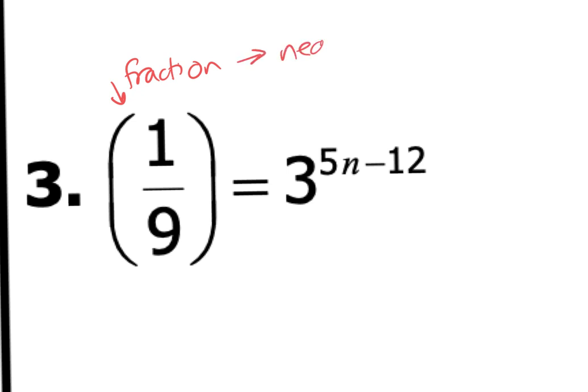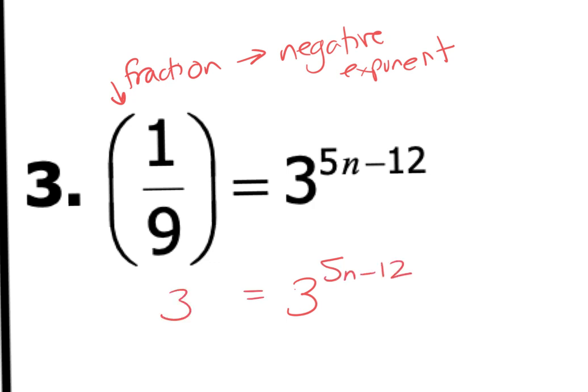A fraction means you're going to be dealing with a negative exponent. So I clearly don't want my base to be a 1 over 9. I want it to be a 3. I'm going to keep the other side, 3 to the 5n minus 12. And I have to figure out 3 to what power would get me 1 over 9. Guys, we did this in class. If I was going to start with 1, 3 to the power of 1 is 3, 3 squared is 9, 3 to the third is 27. That's not really getting me closer to 1 over 9.